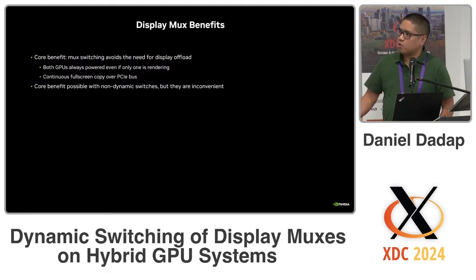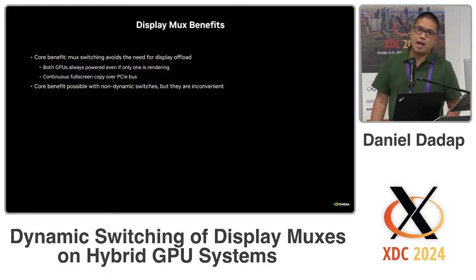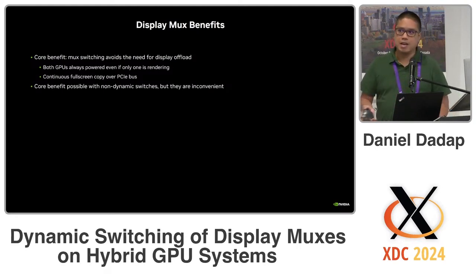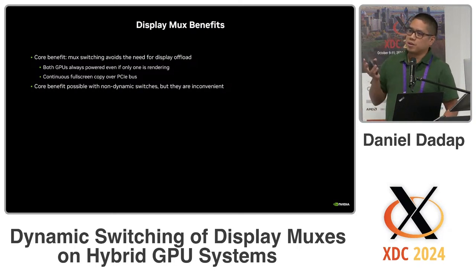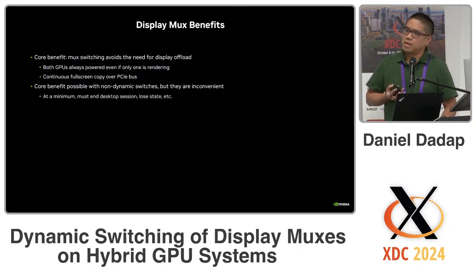And that core benefit is possible if you have a display mux that's not dynamic. Of course, there is a convenience price. In the best case, you're going to have to end your desktop session and lose some state. In the worst case, you're going to have to reboot your system and lose some more state. So that's where dynamic switches come into play.